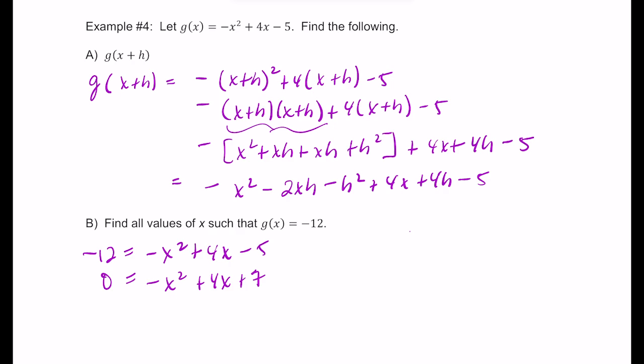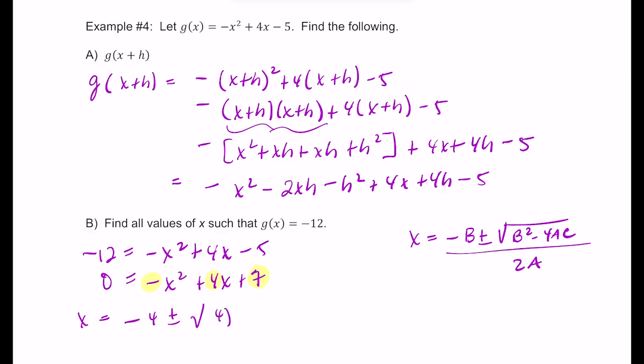If you'll remember, the quadratic formula is x equals negative b plus or minus the square root of b squared minus 4 times a times c, all over 2 times a. Okay, when I'm talking about a, b, and c, I'm talking about these values right here. A would be negative 1, b would be 4, and c would be 7. So I would have x equals negative b plus or minus the square root of 4 squared minus 4 times your a times your c, and then that whole expression over 2 times negative 1.